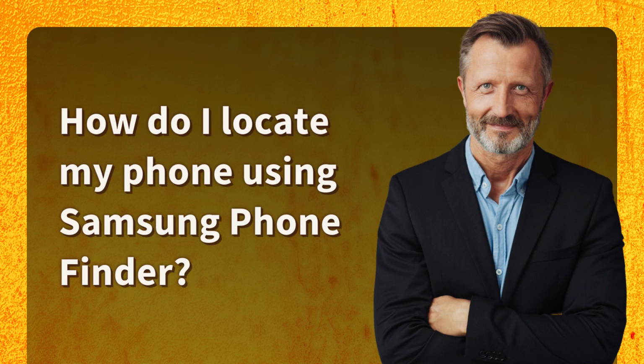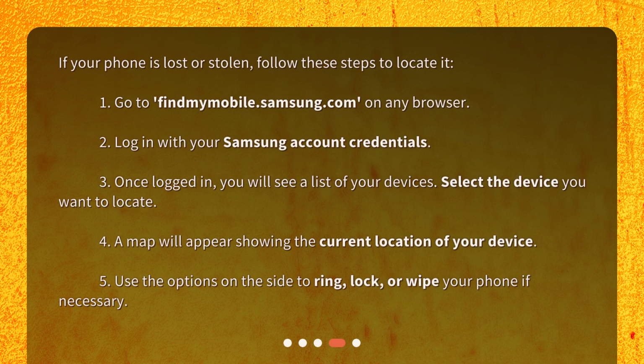How do I locate my phone using Samsung Phone Finder? If your phone is lost or stolen, follow these steps to locate it. 1. Go to findmymobile.samsung.com on any browser. 2. Log in with your Samsung account credentials.